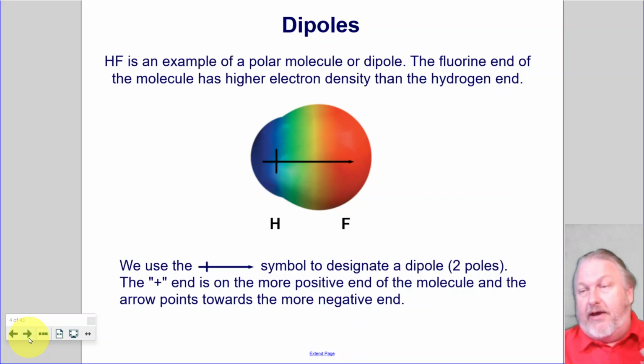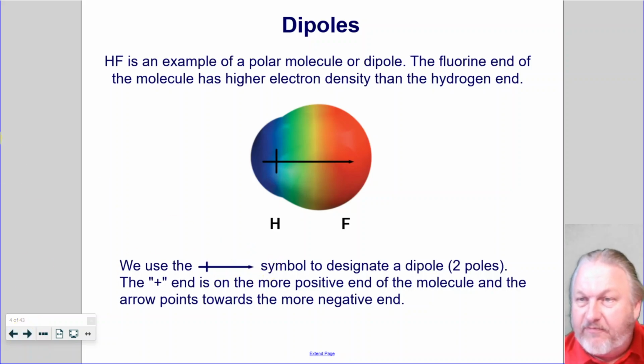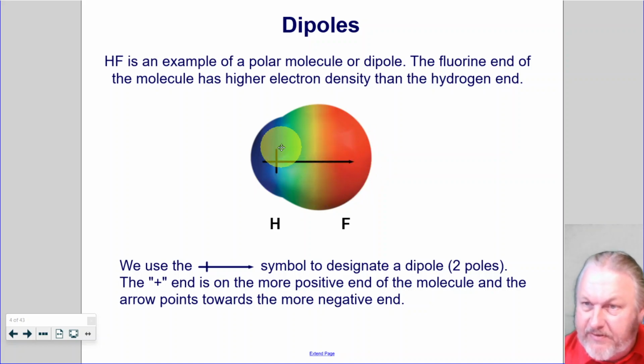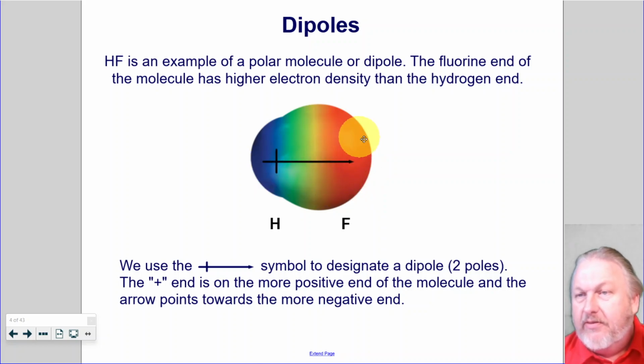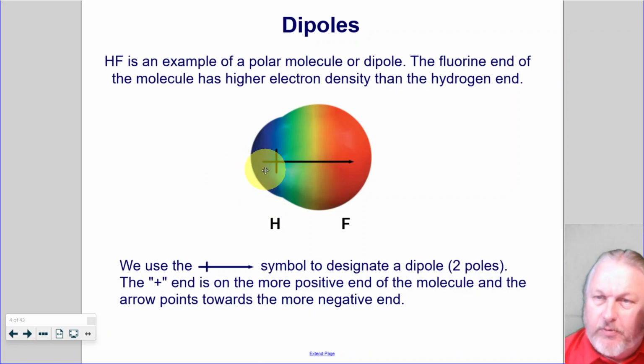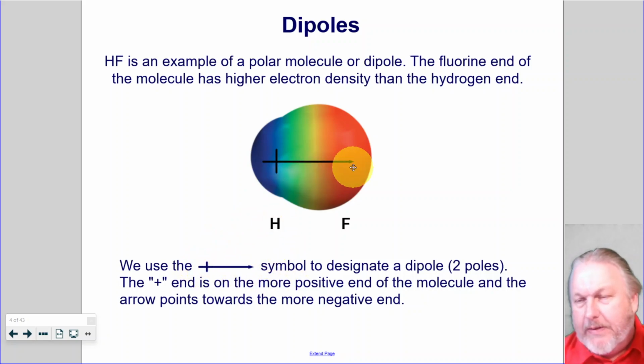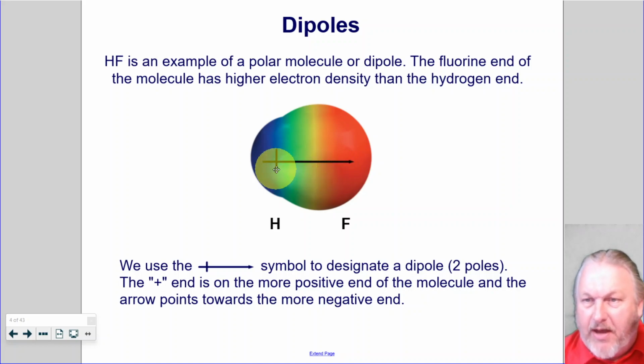So, hydrogen fluoride, hydrofluoric acid, is an example of a polar molecule, or a dipole. The fluorine end of the molecule has more electron density than the hydrogen end, because the fluorine has a higher electronegativity, and it's going to hold on to that shared electron more so than the hydrogen. So we'll put this little symbol like so. This designates the dipole. What do I mean by dipole? Two poles, right? The positive end is the more positive part of the molecule, and the arrow will point toward the more negative end.